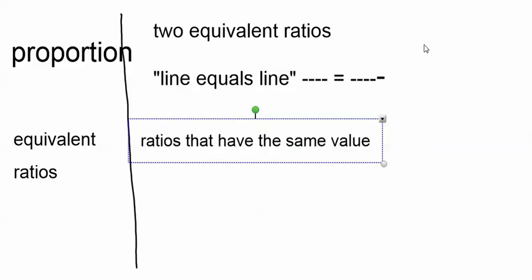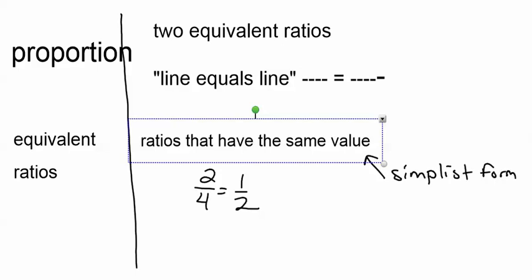So the first thing we would do is say maybe 2/4 equals 1/2. When we say they have the same value, they both have the same simplest form. They both simplify down to 1 to 2. Another example might be 6/8 and 12/16. If we were to double 6, we'd get 12, and if we were to double 8, we would get 16. So those are equal in value. They have the same simplest form.